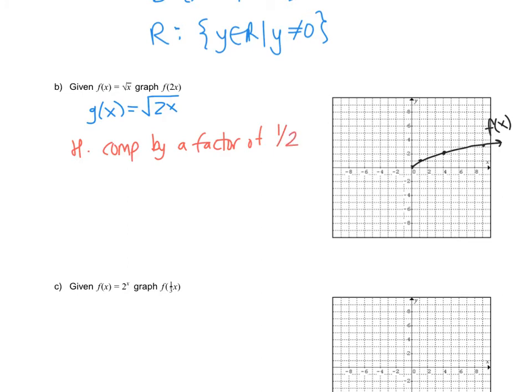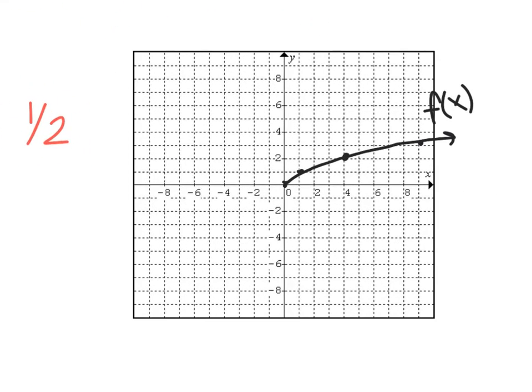So now if I go to my graph, I'm going to take all of these x-coordinates and I'm going to bring them in halfway towards the y-axis. That's what makes it horizontal. So this first point that's on the origin, that's not going anywhere. But this point here, that is 1 unit away from the y-axis, it will now be half a unit away. This point that's 4 units away, I'm going to cut that distance in half. So 4 times a half is 2.